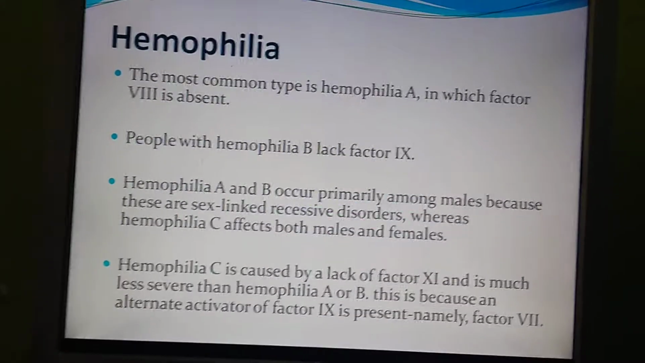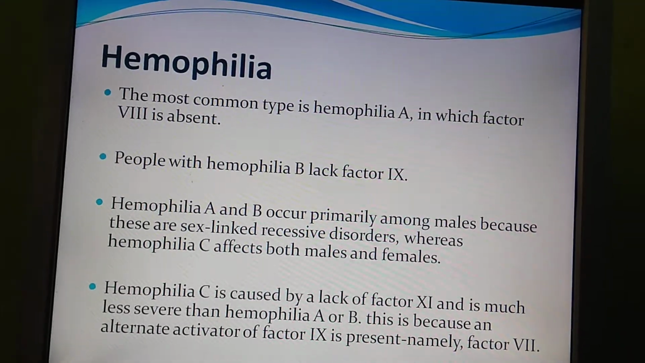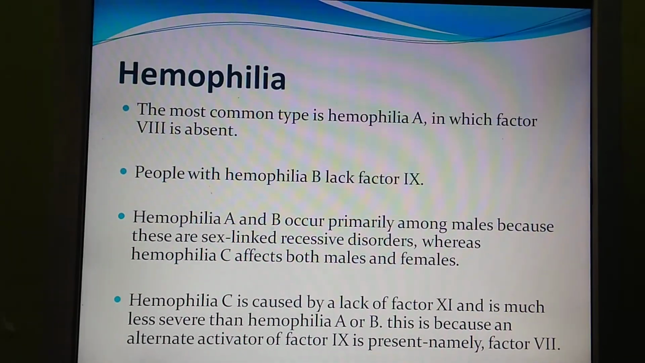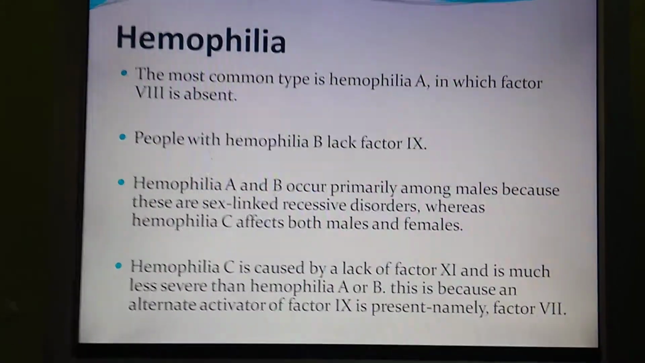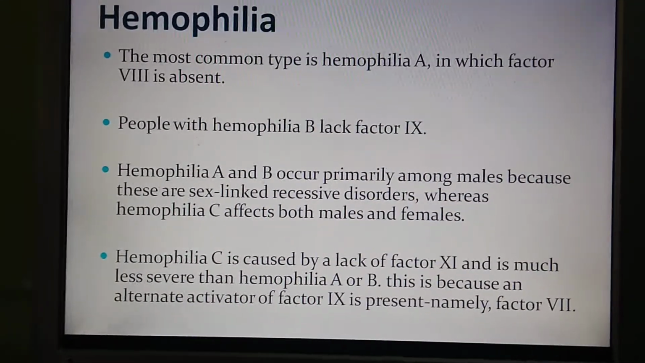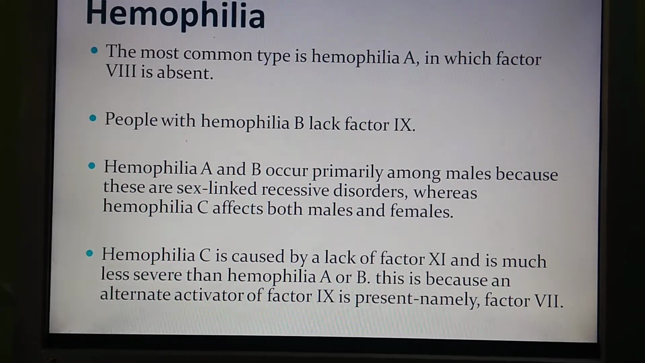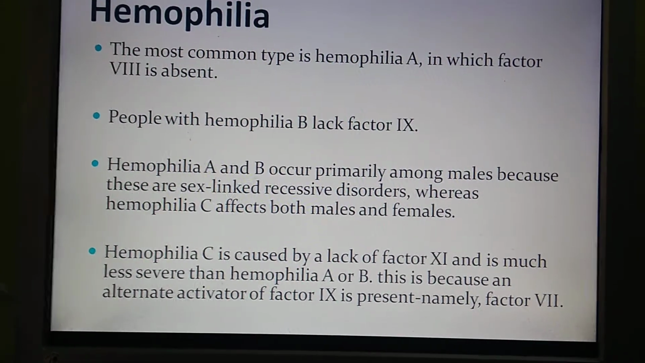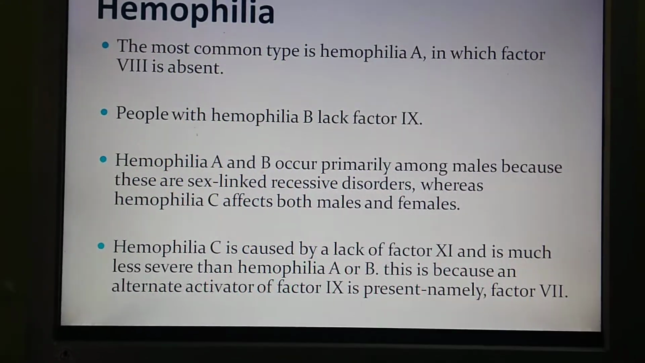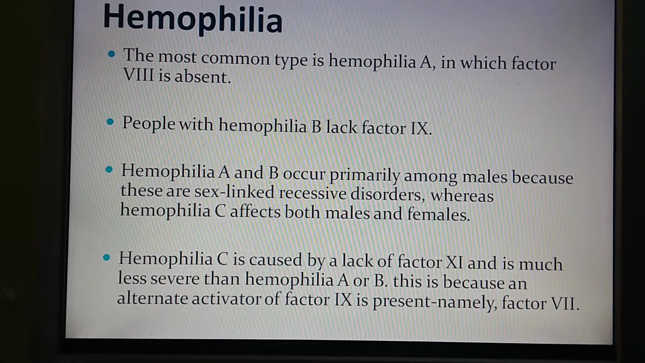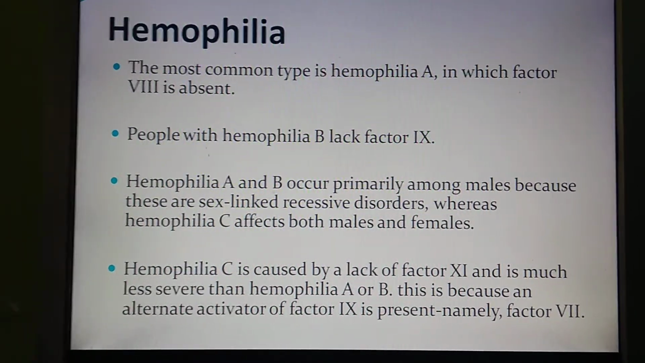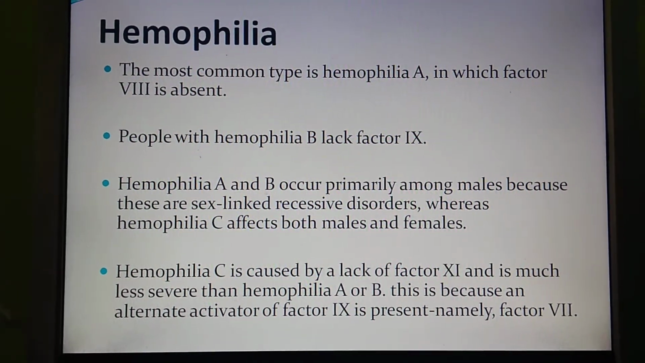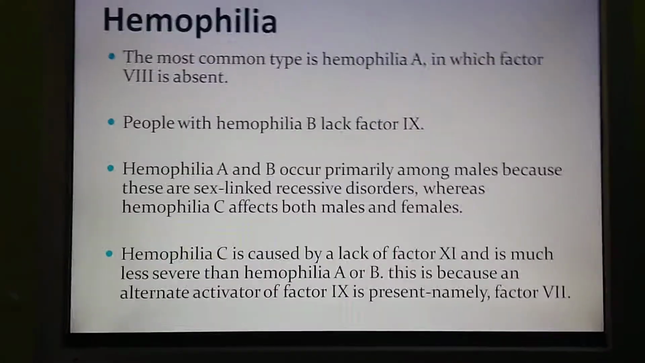In hemophilia, the most common type is hemophilia A, in which factor 8 is absent. In people with hemophilia B, there is a lack of factor 9. Hemophilia A and B occur primarily among males because these are sex-linked recessive disorders, whereas hemophilia C affects both males and females. Hemophilia C is caused by the lack of factor 9 and is much less severe than hemophilia A or B. This is because an alternate activator of factor 9 is present, namely factor 7.